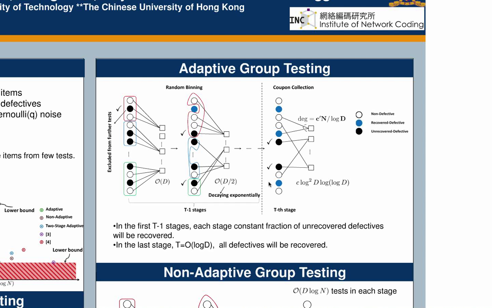The last stage here is slightly different. In the last stage, we just look at a coupon collection procedure where we keep on testing random subsets until we figure out all the defectives. And we show that by having order log t stages in all, we can figure out all the defectives. So finally, we can also compute the total number of tests required, and we can show that this is equal to order d log n. I won't go into the analysis of the complexity, but it's also easy to show that the complexity of decoding is order d log n.